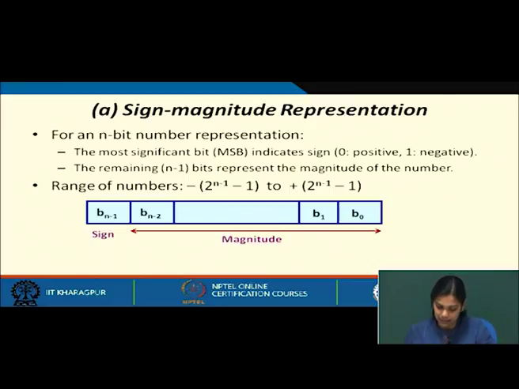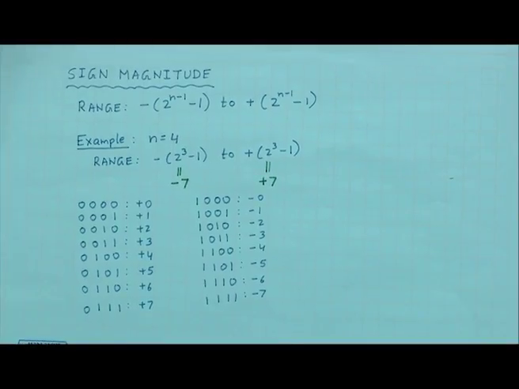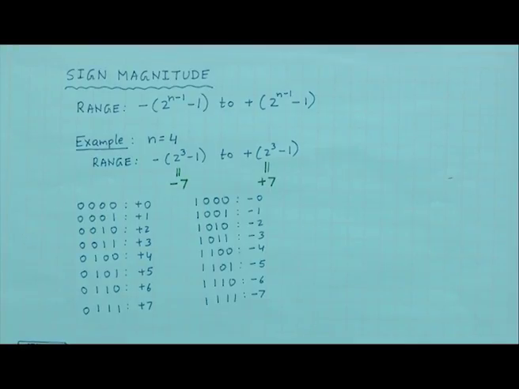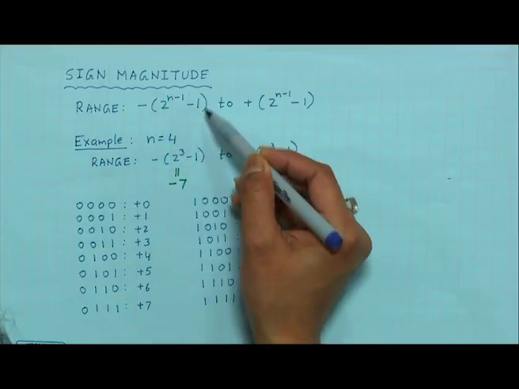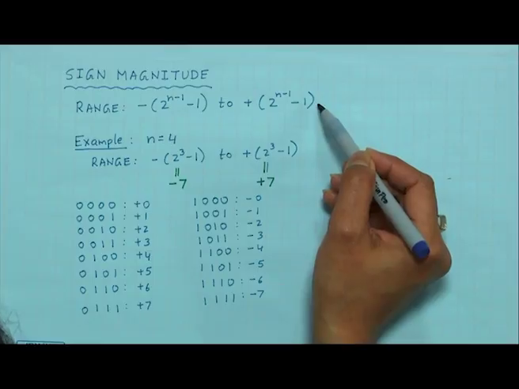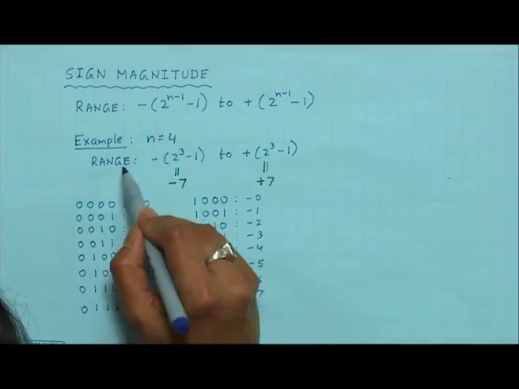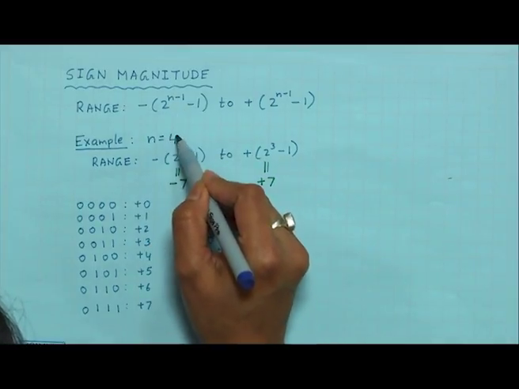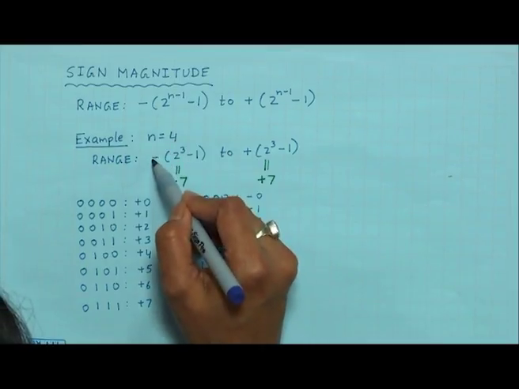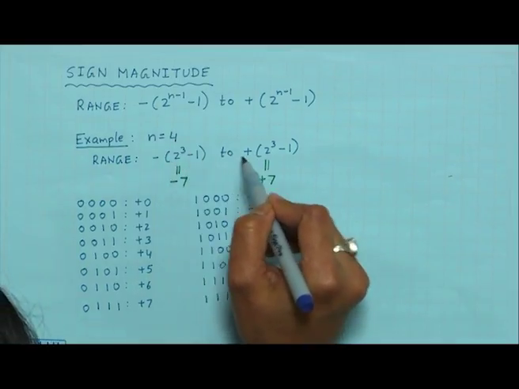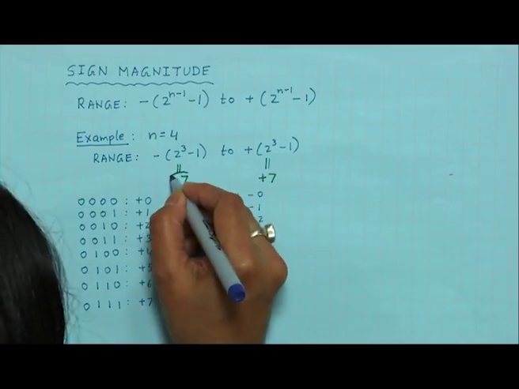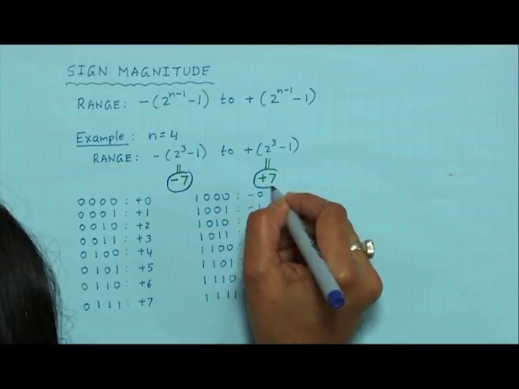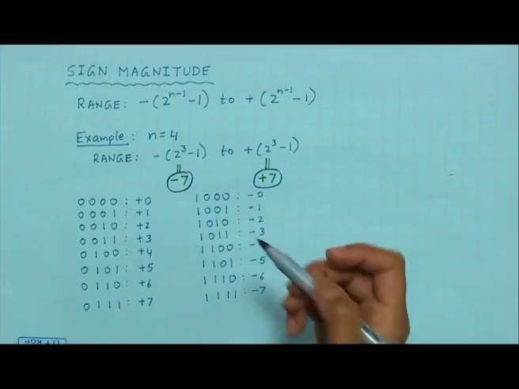Let us see this for a 4-bit number. For a 4-bit number, the range starts from minus (2 to the power n minus 1 minus 1) to plus (2 to the power n minus 1 minus 1). For n equals 4, if you put 4 in place of n, you will get minus (2 to the power 3 minus 1) to plus (2 to the power 3 minus 1). So we can represent minus 7 to plus 7. Let us see how we can represent minus 7 to plus 7.